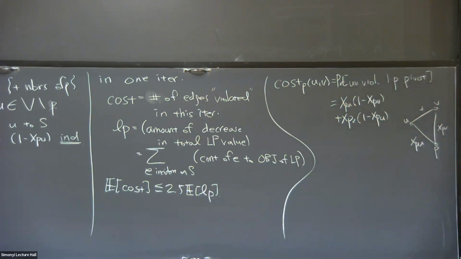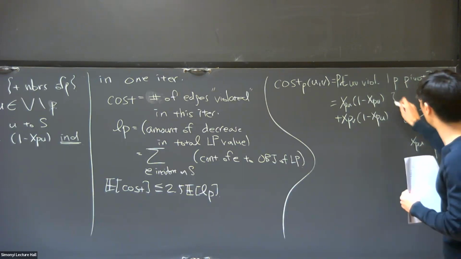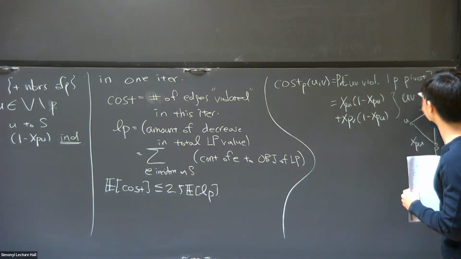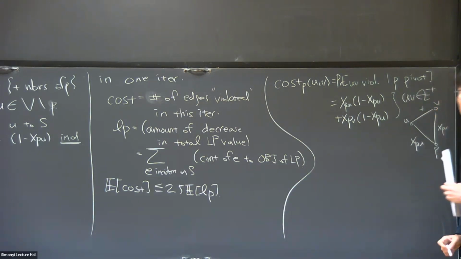Yeah, basically what Leonardo was saying: the probability you pick one but not the other. This plus edge will be violated for sure if we include exactly one of them to go with P. If both of them are included, then UV is not violated for sure. And if both are not included, then its decision is deferred to the next round. That's when UV is a plus edge.